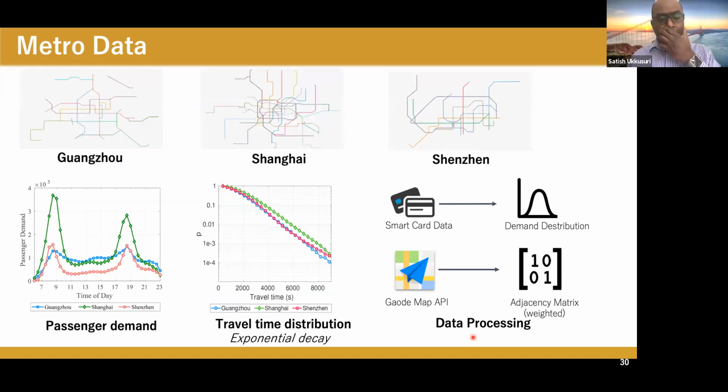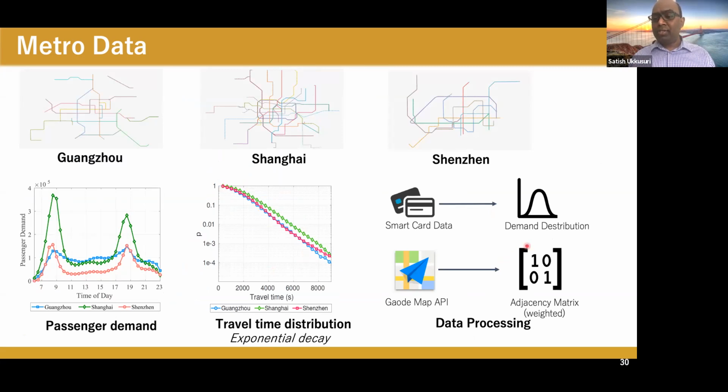So if you were to look at the passenger demand, this is a quick idea of the peaks that are there, right? Peaks during morning peak and evening peak and off-peak time periods in these three metro cities, and travel time distributions. It shows that there's an exponential decay in terms of travel times, right?